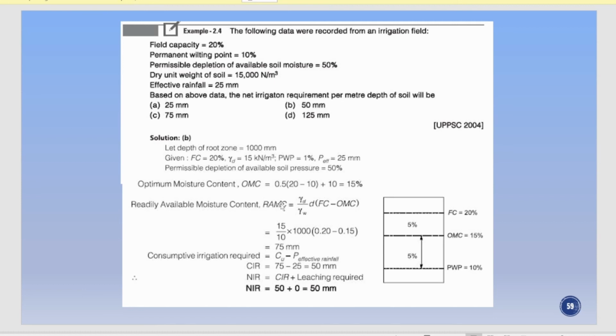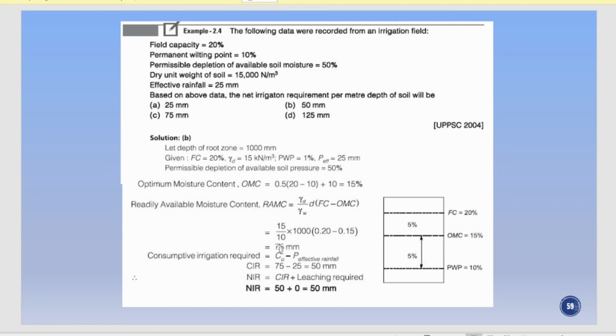Okay, now let us determine the depth of water which is the readily available moisture content. So gamma d divided by gamma w times d times (fc minus OMC). Okay, so we have already determined OMC. So substitute the value of fc, OMC, depth of root zone, gamma d, gamma w, and you will determine your readily available moisture content. So readily available moisture content is 75 mm.